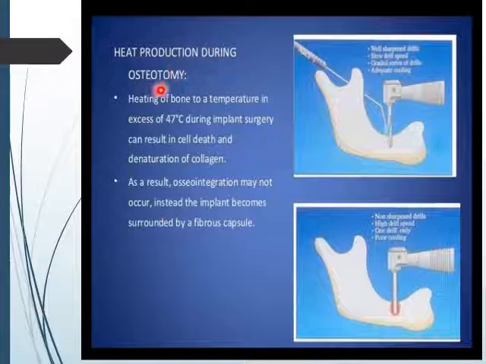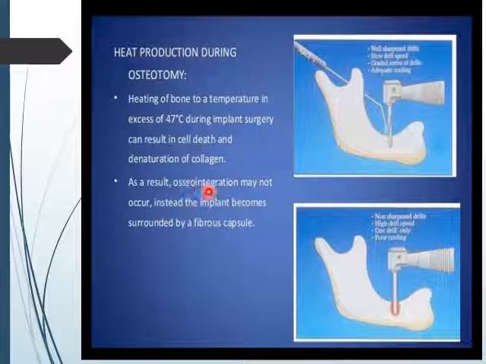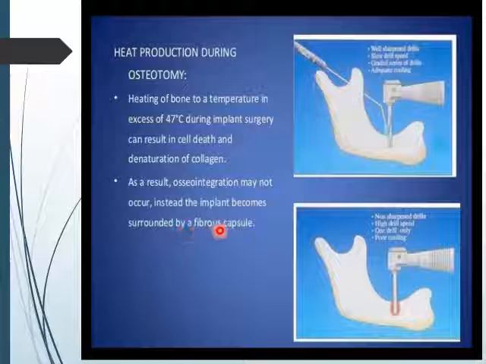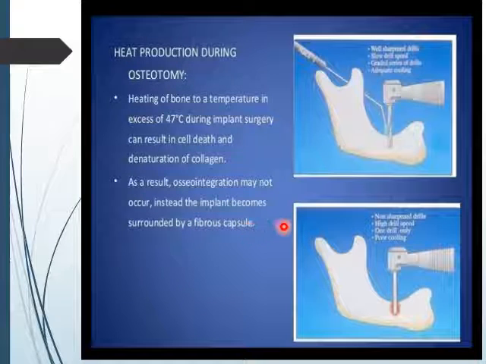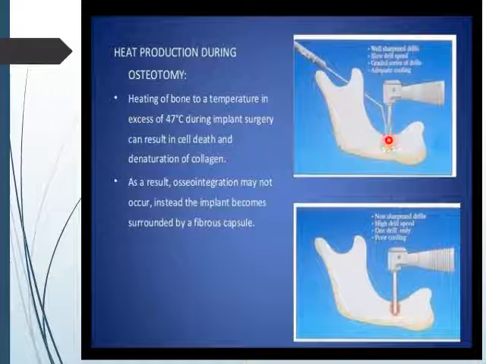Heat production during osteotomy or drilling of the bone. Heating of bone to a temperature in excess of 47 degrees centigrade during implant surgery can result in cell death and denaturation of the collagen. As a result, osseointegration may not occur. Instead, the implant becomes surrounded by a fibrous capsule. So, during the preparation of the hole, it must be irrigated with saline.